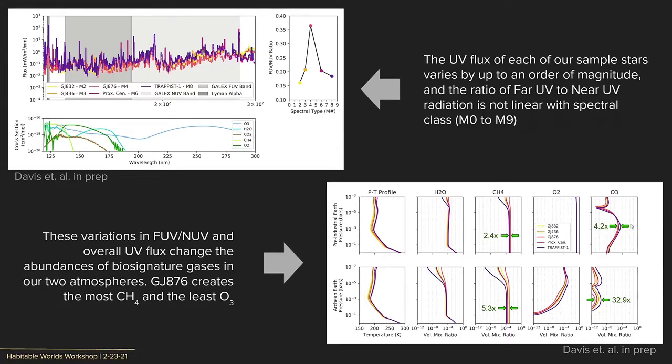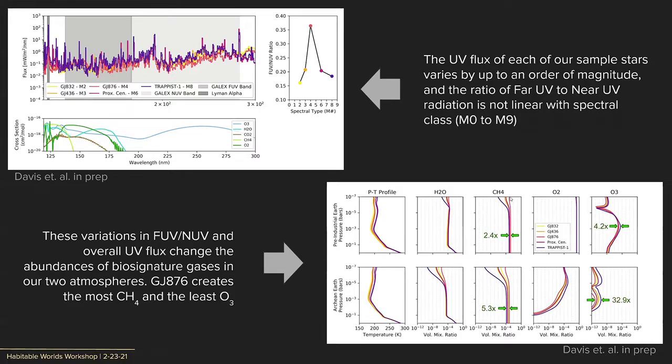The ozone in the pre-industrial changes by over a factor of 4. And in our Archean Earth cases, ozone can change by almost a factor of 33 times between these different cases of stars. Now, one thing to notice is that the far to near UV ratio for the M4 here is much higher than it is for these other stars. And we can see that reflected. We can see the impact of that in the methane concentrations in our atmospheres.